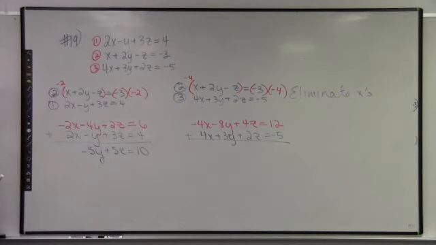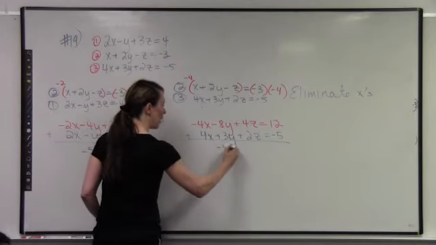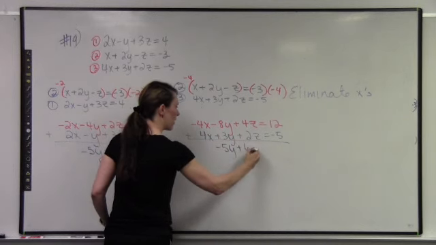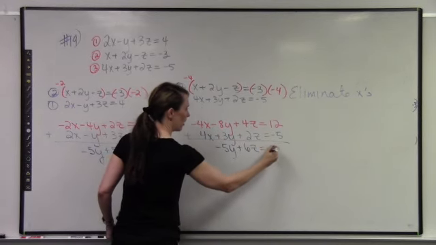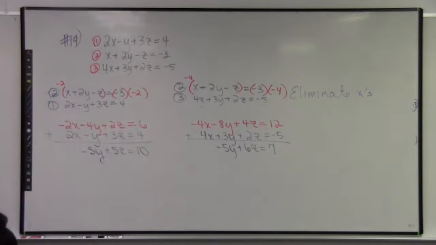Once again, I'm just going back, trying to double check. I didn't copy a sign down wrong. All right, looks good there. So I have a -5y plus 6z equaling 7? Yes. So far so good? All right, so let's number those equations.